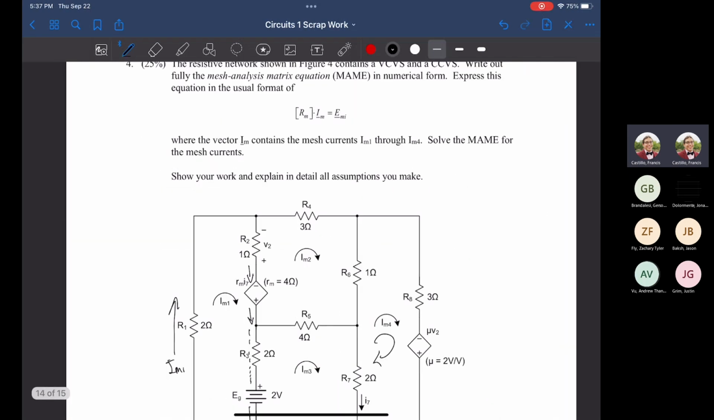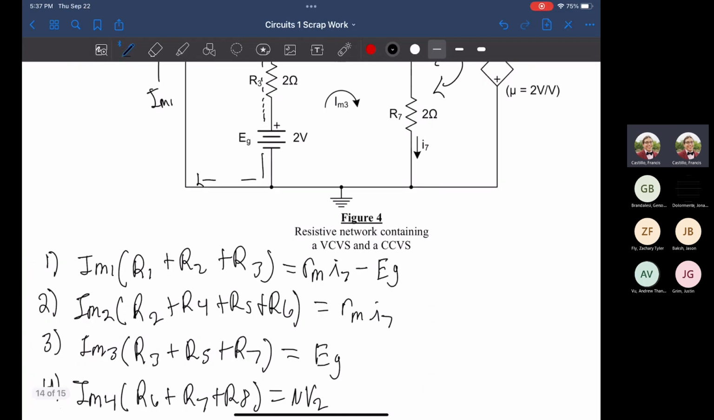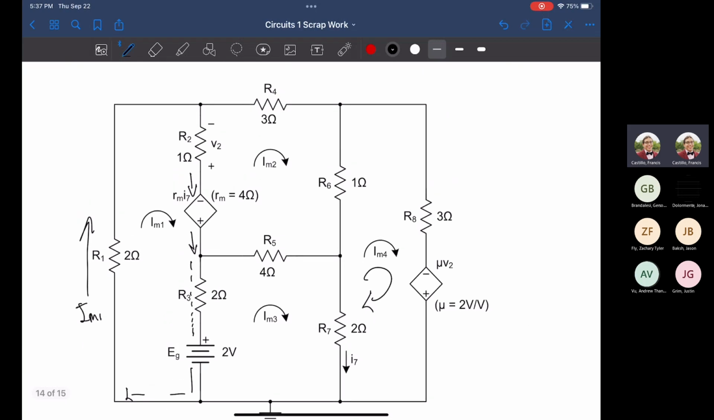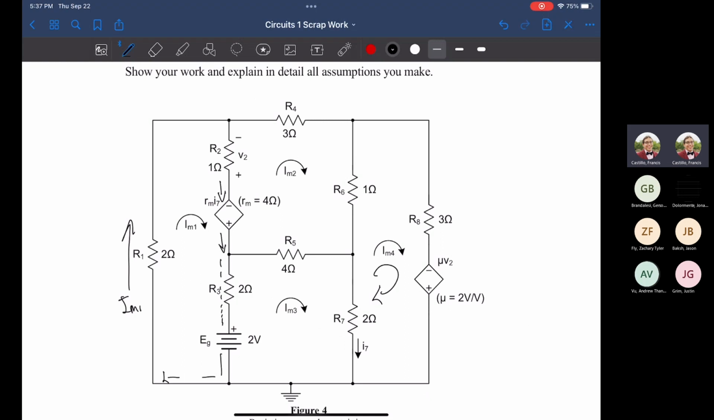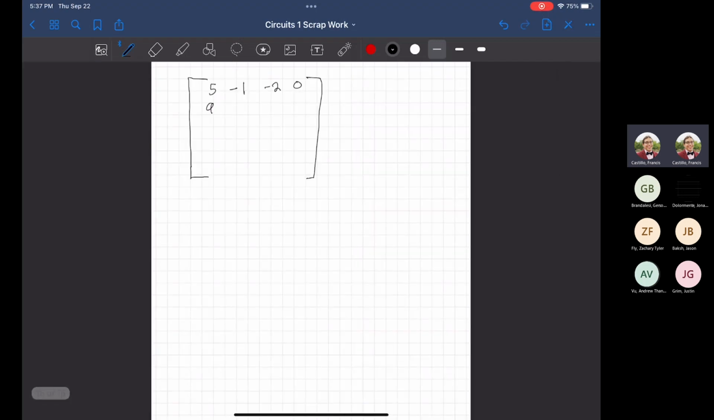Next row, so mesh 2. Mesh 2 is going to be the sum again, same equation right here. We're going to use this real quick. So it's going to be R2 plus R3, R2 plus R4, R5, R6. It's going to get us a total of 9. Right? So make sure for the same thing. Yeah, 9. And put it right here.